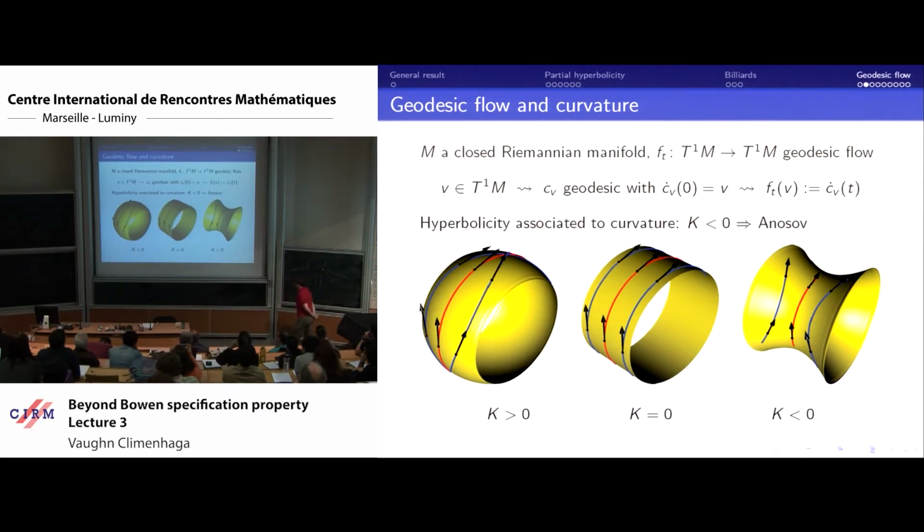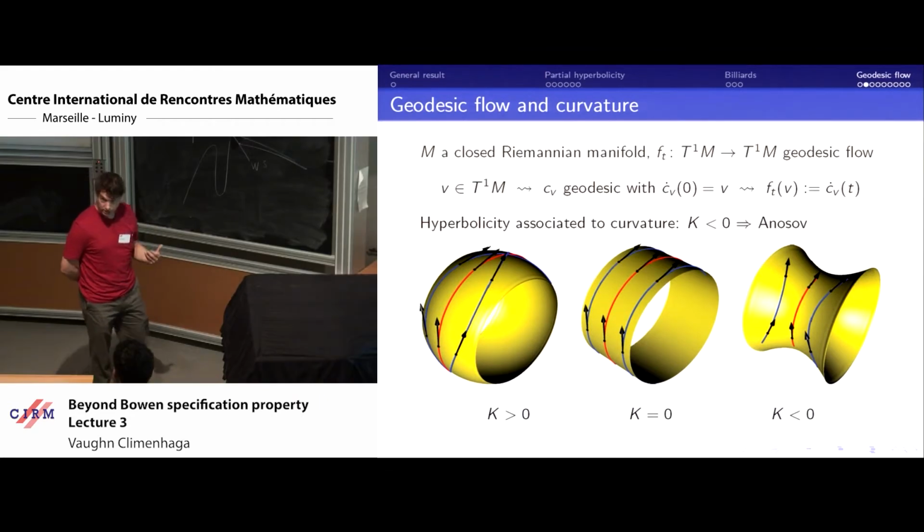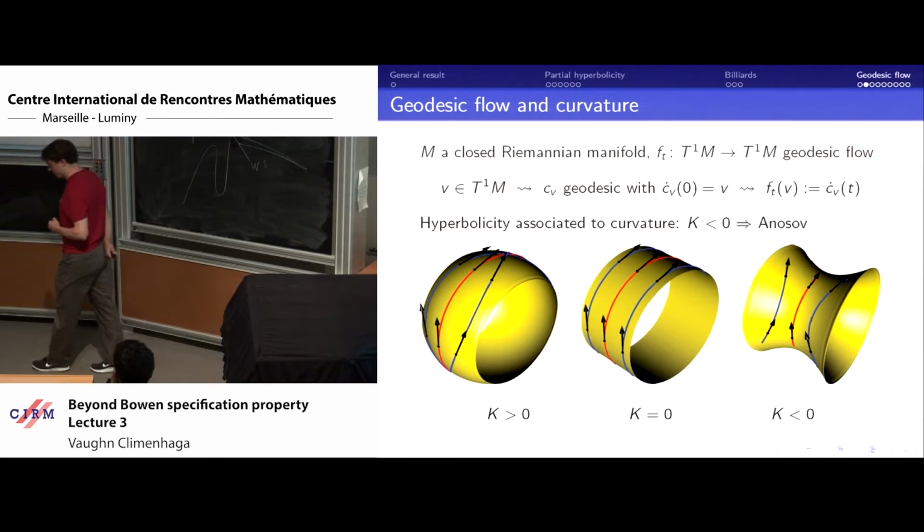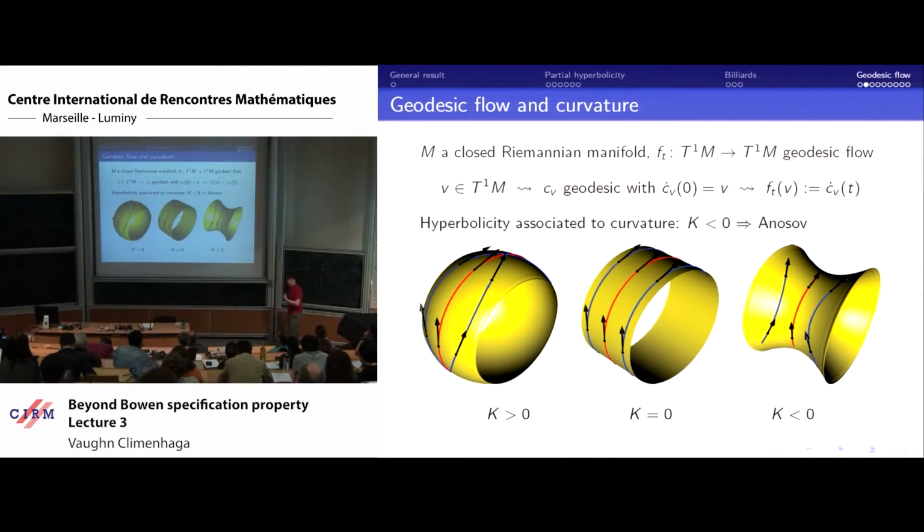This is defined by taking a unit tangent vector. It generates a unique unit speed geodesic, which is initially tangent to it. You move time t along that geodesic, and the tangent vector there is the image under the flow of v. And the hyperbolicity properties of this geodesic flow are associated to the curvature properties of the manifold. When the manifold has negative sectional curvatures at every point, then the geodesic flow is Anosov. Indeed, this is sort of the classical example of an Anosov flow.